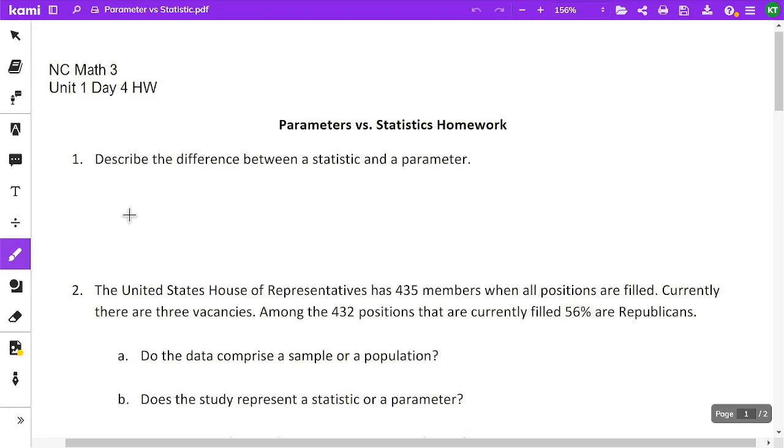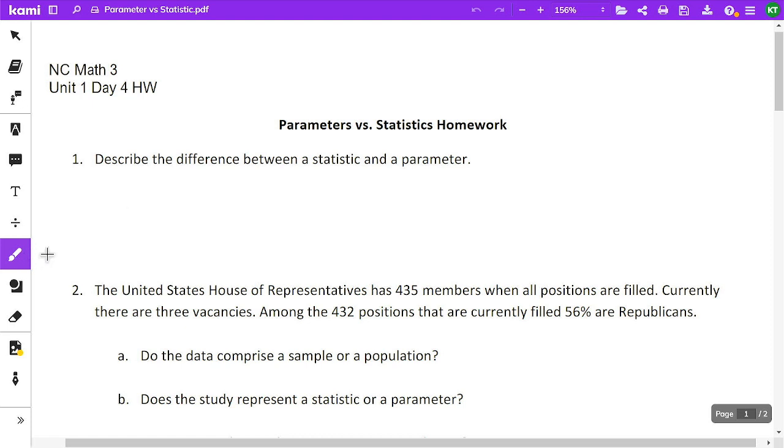Okay, so hopefully you have gone through the parameter versus statistic PowerPoint already on Canvas and stopped at the margin of error section and have also already completed this packet here, or these pages of your packet. Now we're just going to go through this in this video, just reviewing the things.